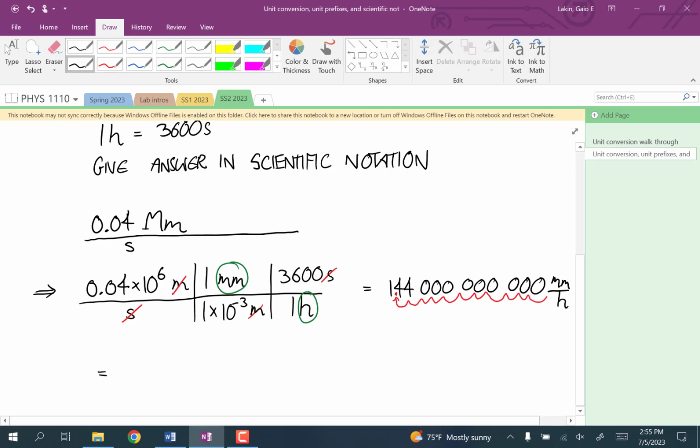So we know that the first part of our scientific notation is going to be 1.44. And we know that it's going to be either times 10 to the 11th or 10 to the negative 11th. Well, does the number we started with have a magnitude bigger than 1, or smaller than 1? This is way bigger than 1, so that means that the exponent is going to be positive. And we get our final answer of 1.44 times 10 to the 11th millimeters per hour.